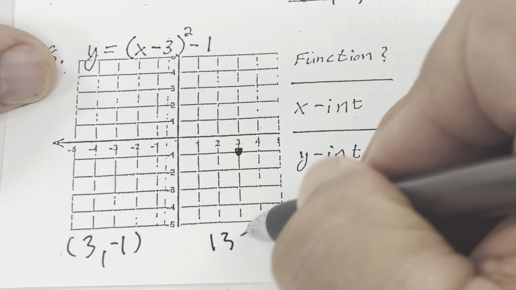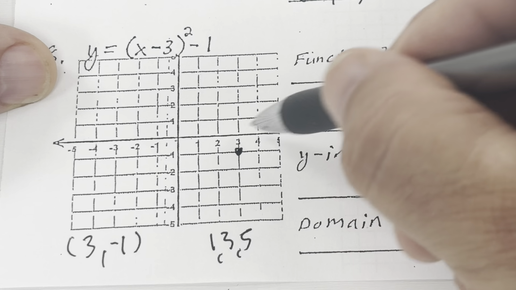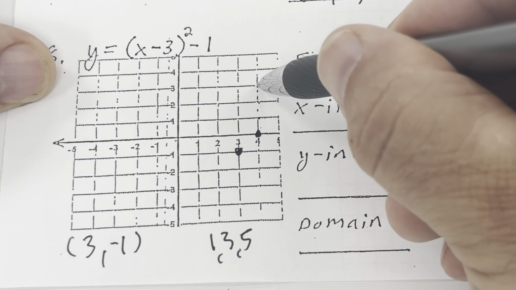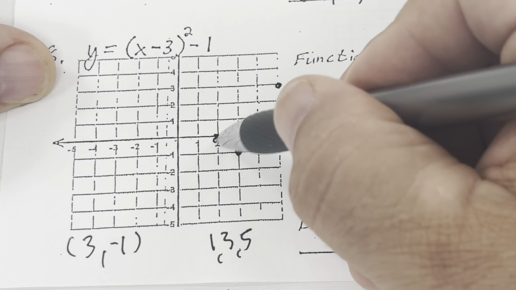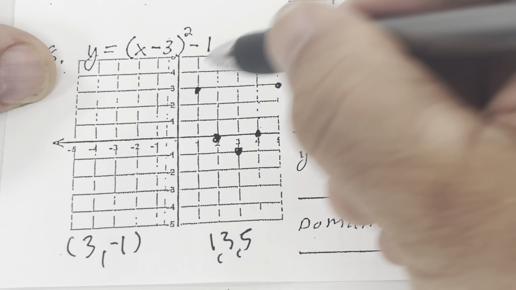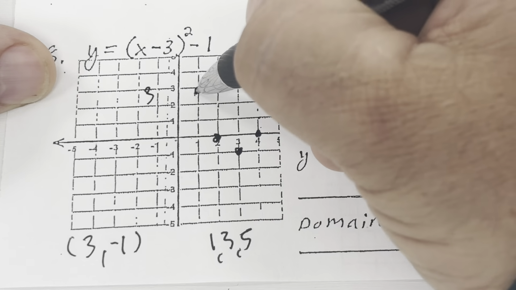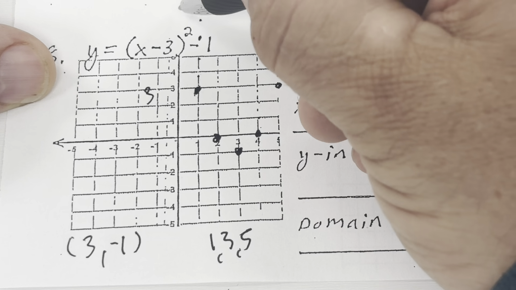I'm going to use 1, 3, 5. So from there I go up 1 over 1. Up 1, 2, 3 over 1. Up 1, left 1. Up 1, 2, 3, left 1. Now notice, I'm at 3. And I have to go up 1, 2, 3, 4, 5 over 1.